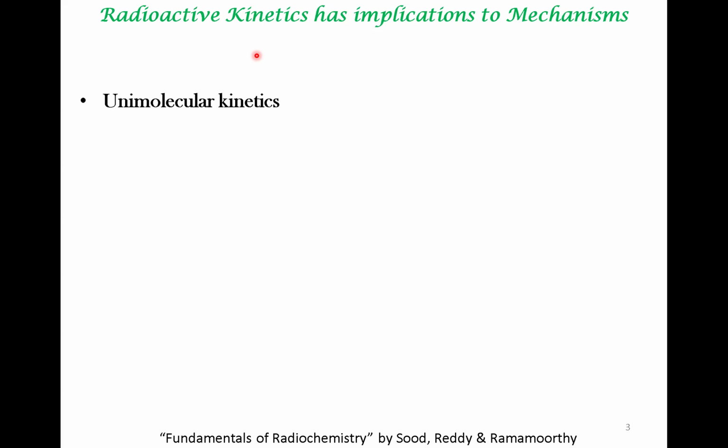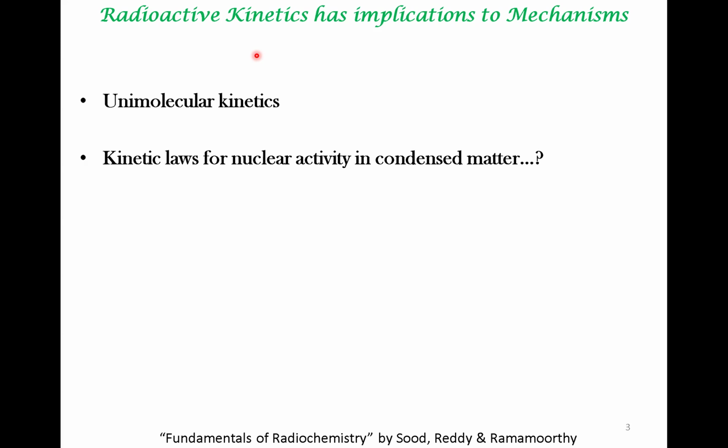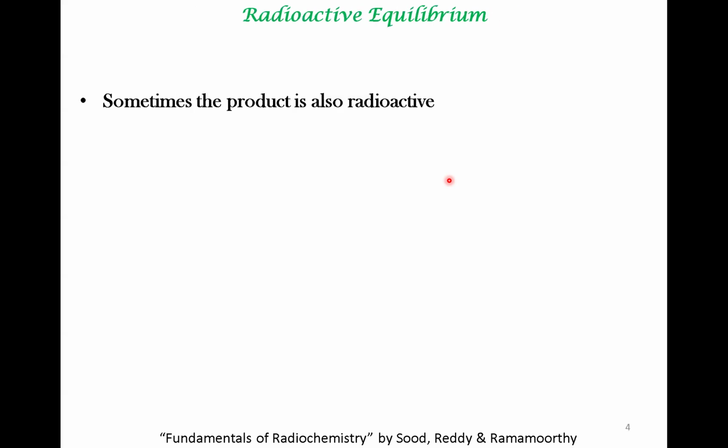It is clear, and in the other part of the class, we are also looking at so-called condensed matter nuclear reactions. One thing which we want to really understand are the kinetic laws for nuclear activity in condensed matter. Are they simple? Do they take a simple form like what was shown in the previous slide? That's not very clear. So we will take up this question in the later part of the class.